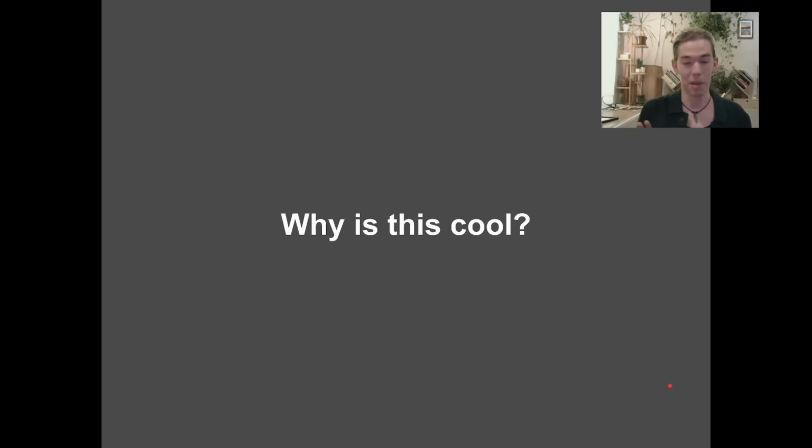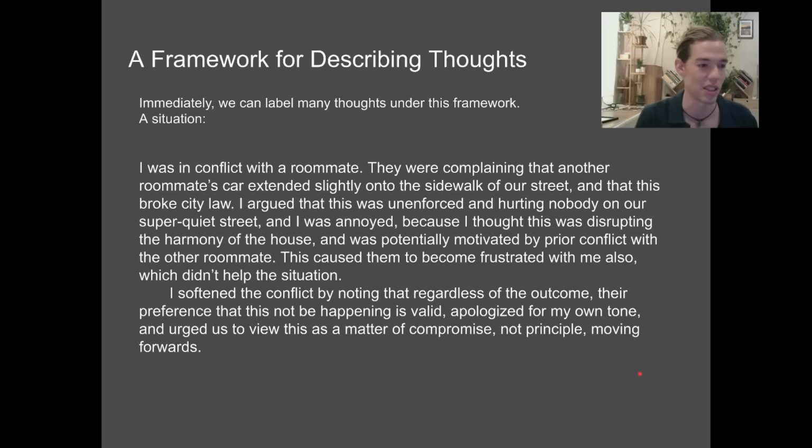Okay, so take a breath. Those are the levels. Those are the 9 levels for complexity of conscious awareness. Why is this cool? Why do I think this framework, this system of classification is cool? So one thing is, immediately, it's a framework that can describe basically any thought. We can label all kinds of thoughts and judgments using this system.